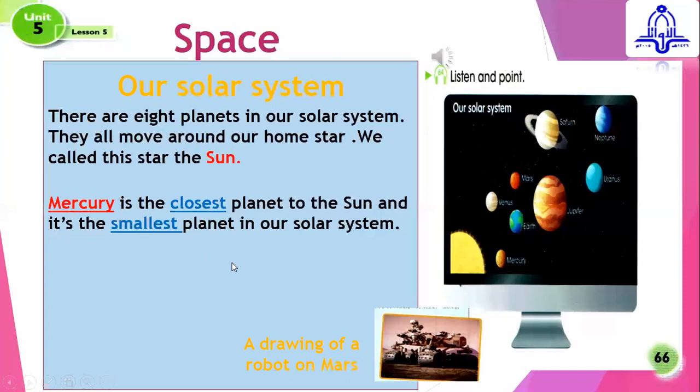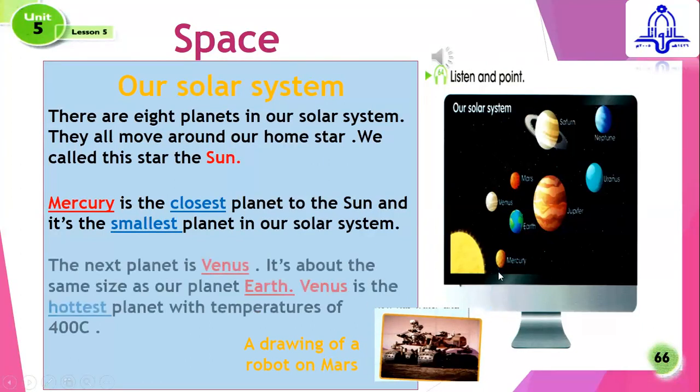This is Mercury. Now, Mercury. The next planet is Venus. It's about the same size as our planet Earth. Venus is the hottest planet with temperatures of 400 Celsius centigrade.